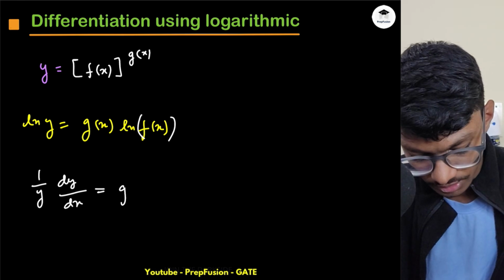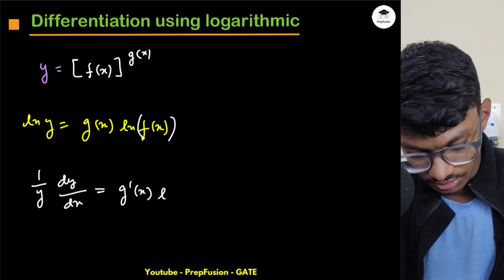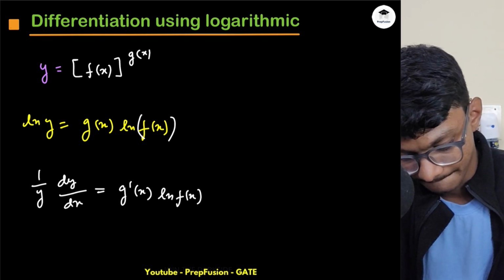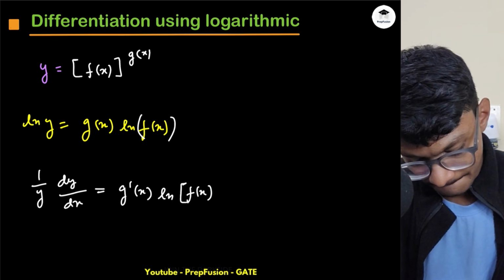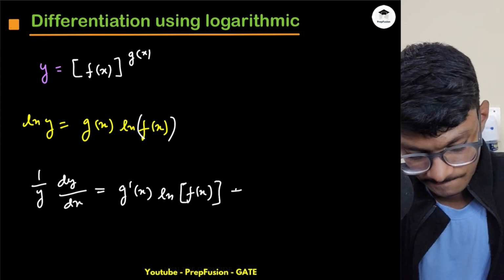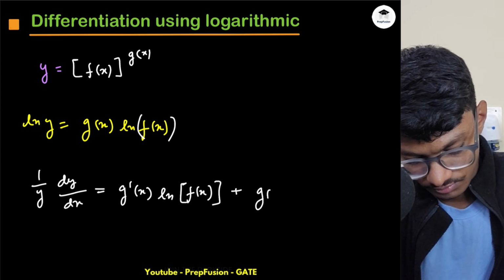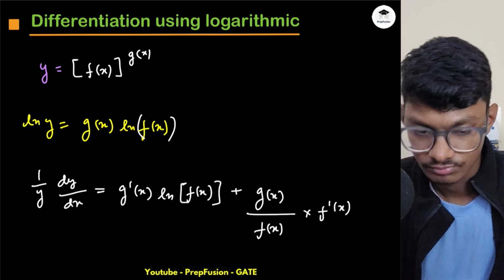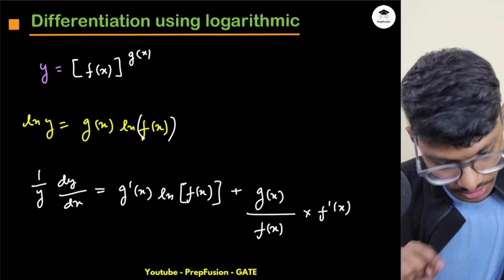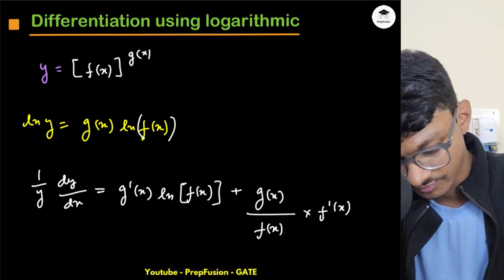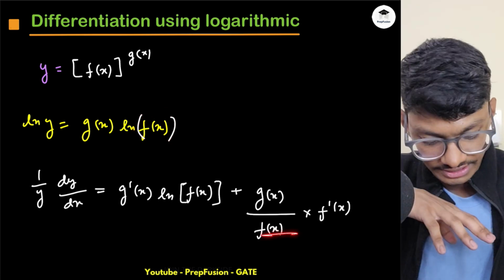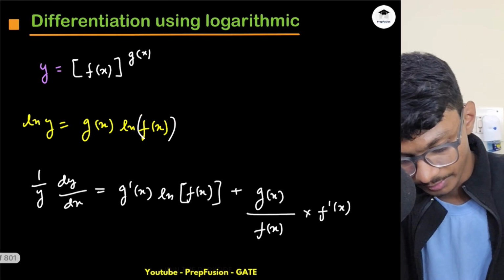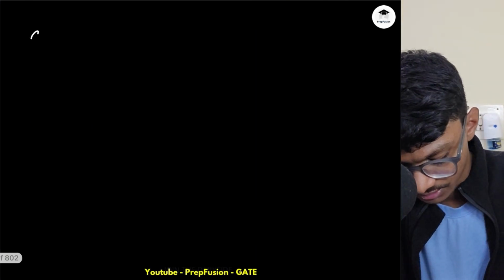Apply the chain rule over here. This will be g of x into ln of f of x, plus g of x upon f of x into f dash of x, because obviously I have an inside function as well. So whatever is inside this ln of x, I have to divide by that, then multiply with the differentiation of that inside function. Okay, so what will be my final answer of dy upon dx?